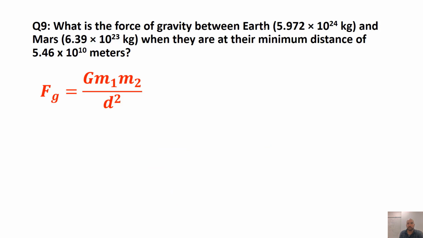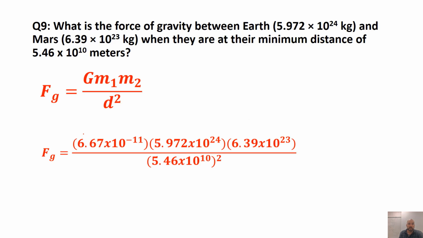Okay, what's the force of gravity between the Earth and Mars when they are a minimum distance of 5.46 times 10 to the 10th meters? So you have your values to plug in. Once again, just go ahead and try it out. I already talked you through the last one, but you should have an answer of 8.54 times 10 to the 16th, and the unit's going to be newtons because it's force of gravity.